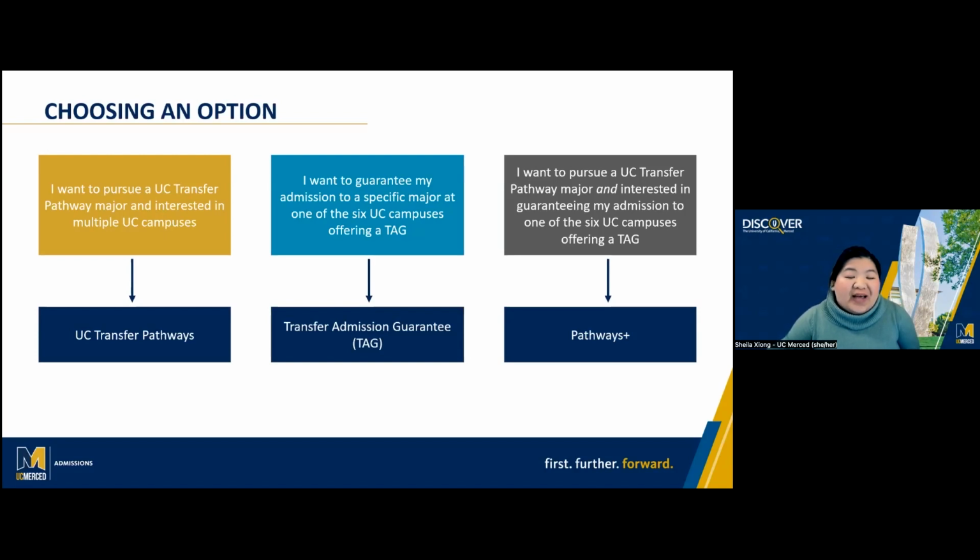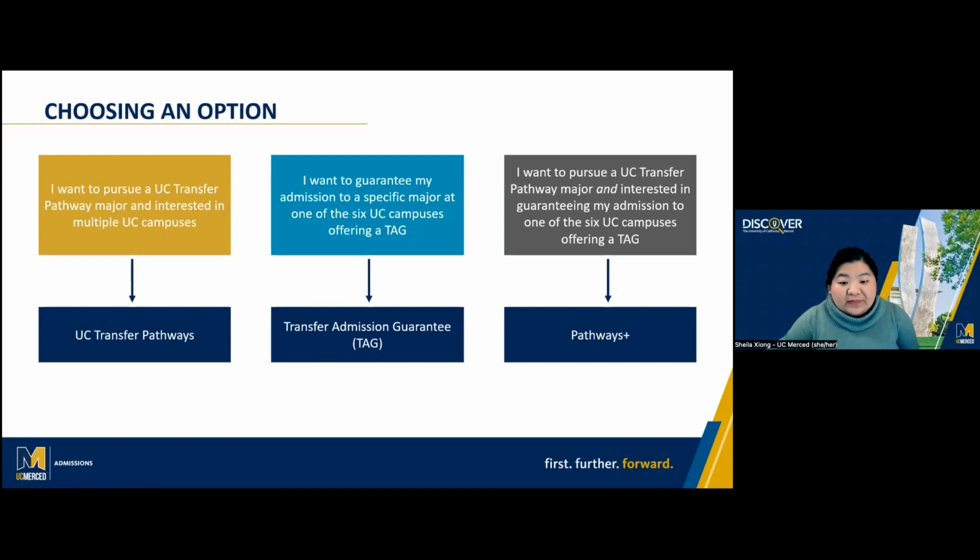Now remember, Pathways Plus is the best of UC transfer pathways combined with the TAG. By completing Pathways Plus, you are not only preparing to be a competitive and selective applicant for your major, but you're also going to be guaranteed conditional admission to one of the 6 participating UC campuses that offer a TAG.